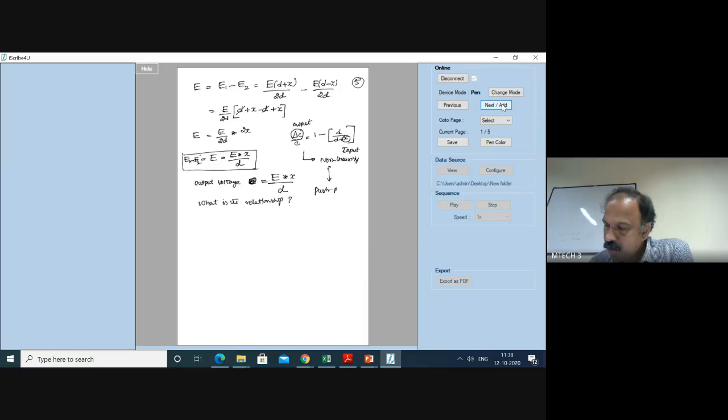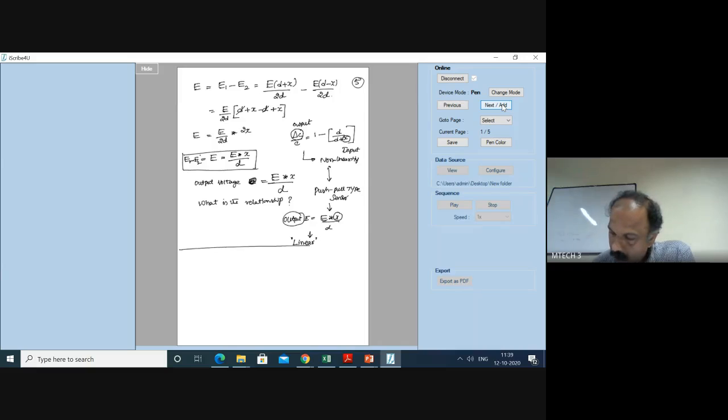Now this non-linearity, what have we used? We have used a push-pull type sensor. Are you understanding? And we have come out with output voltage E equal to E into X by D. So output voltage and X, is it non-linear or linear? Linear. It is linear. Okay. This is the purpose for which we have done this exercise: how to convert non-linearity into linearity. Is it clear now?